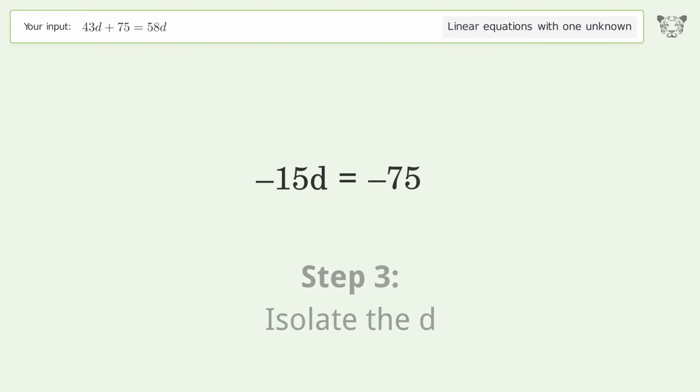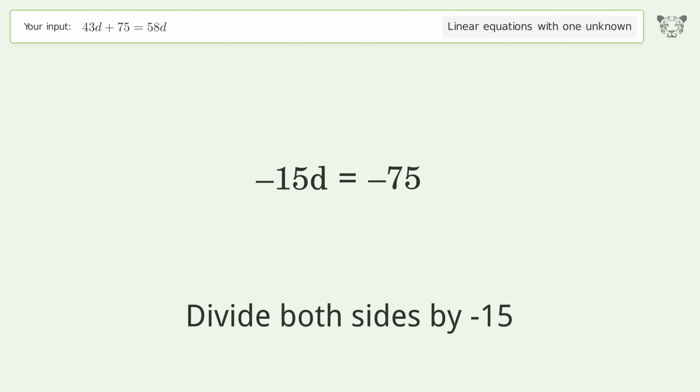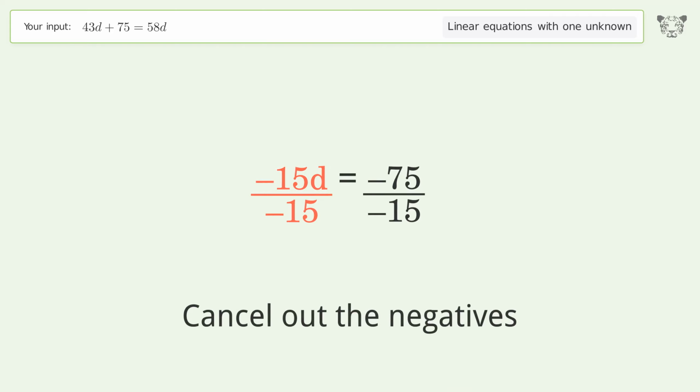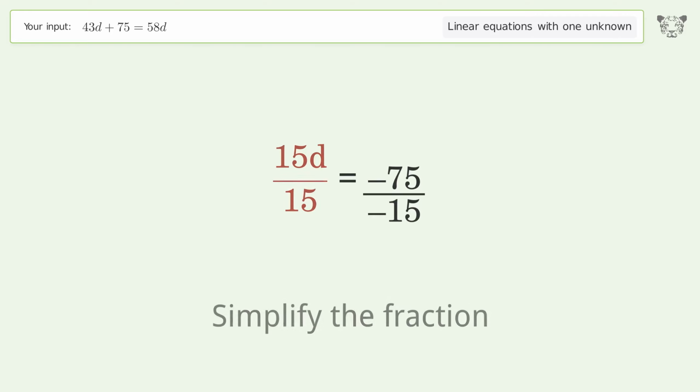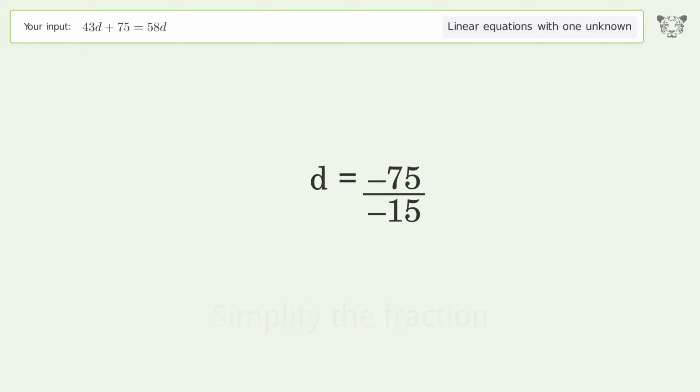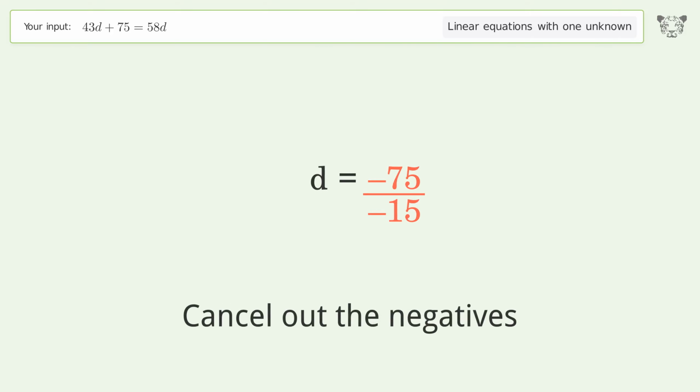Isolate the d. Divide both sides by -15. Cancel out the negatives. Simplify the fraction. Cancel out the negatives.